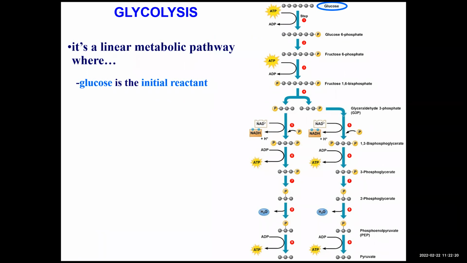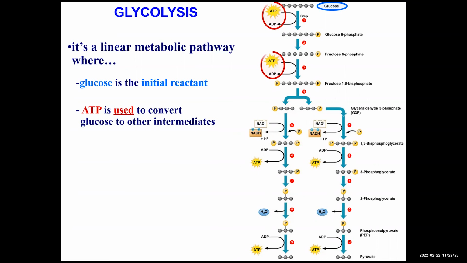In order to do that, it is going to cost us some energy. So ATP is going to be used to convert glucose into other intermediates. So for example, if we want to get glucose all the way down here, it's going to cost us energy to turn it into glucose 6-phosphate. It's going to cost us energy to convert fructose 6-phosphate into fructose bisphosphate. So we need energy. You do not need to know the names of any of these intermediates, only that it requires energy to get there. Okay? So don't need to know those.